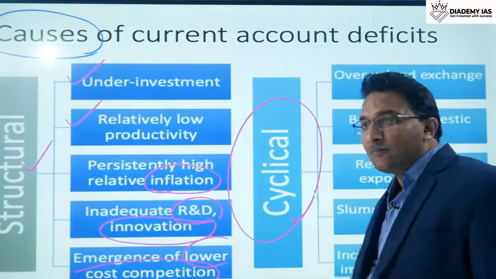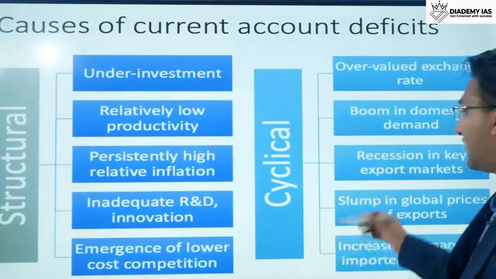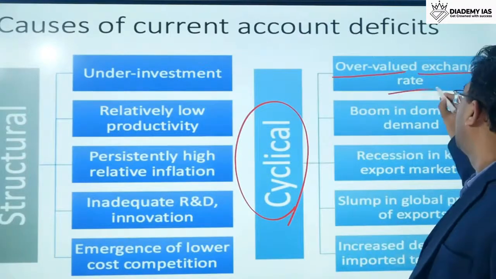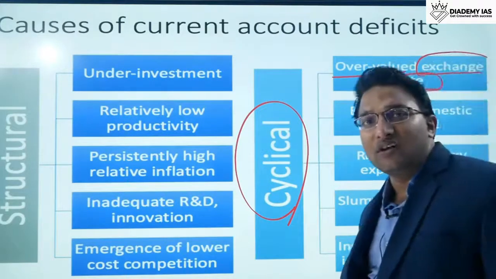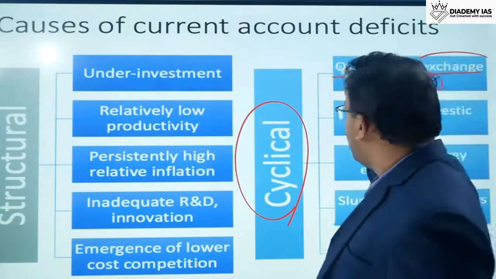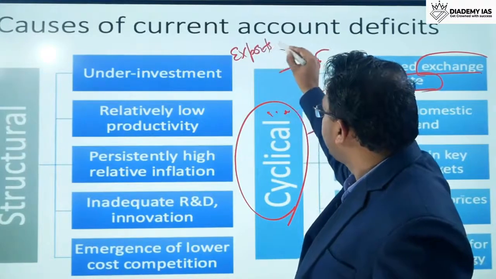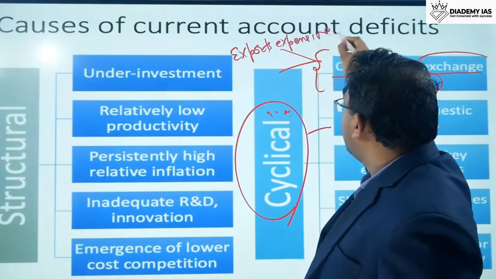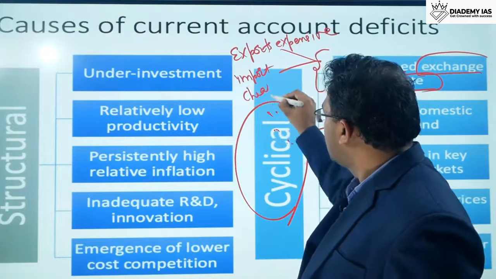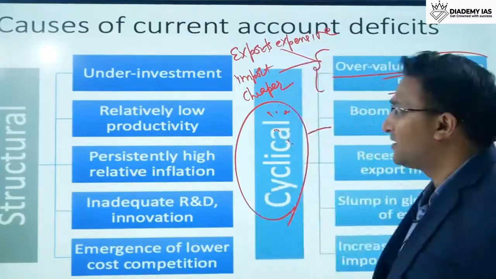What can be the cyclical issues? So cyclical issues, first of all, exchange rate. Exchange rate can be one thing. Now, what are the cyclical factors or short-term factors? First is overvalued exchange rate. We will discuss the concept of exchange rate, and the meaning of overvaluation and undervaluation, separately. However, here you just understand that overvaluation of the exchange rate has an adverse impact: it makes our exports expensive. So our exports become more costly in the world market, and it makes imports cheaper. So it increases imports and decreases exports. Overall, it has a negative impact.